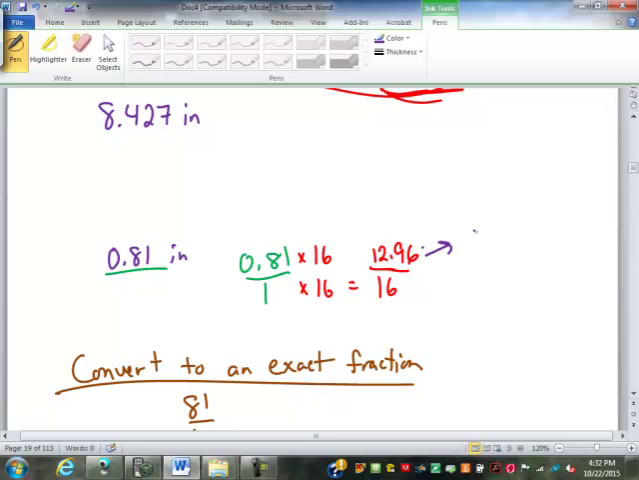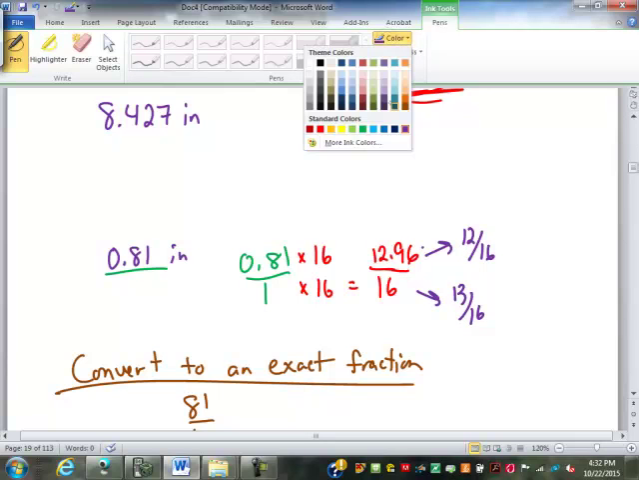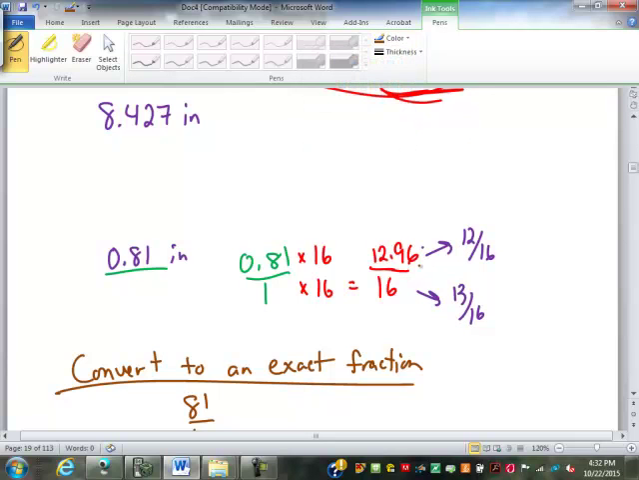Up here now I have the 12.96 over 16. What that is telling me is that this is between 12 sixteenths and 13 sixteenths. Which one is it closer to? The 13. 12.96 is closer to 13. It's bigger than 12.5. So, to the nearest 16th, 0.81 inches is 13 sixteenths of an inch.